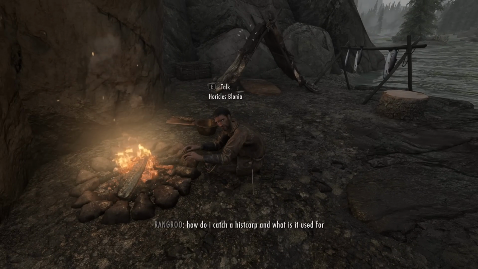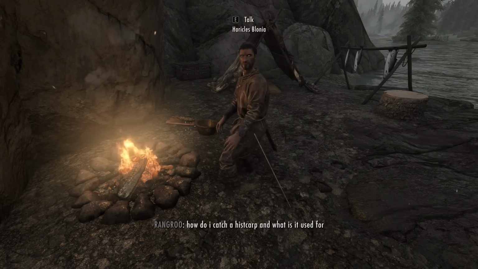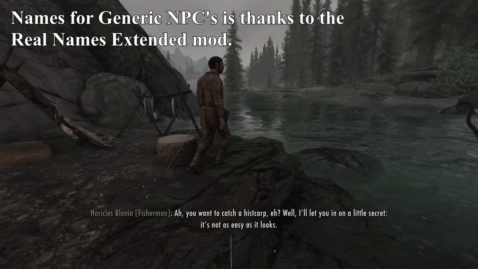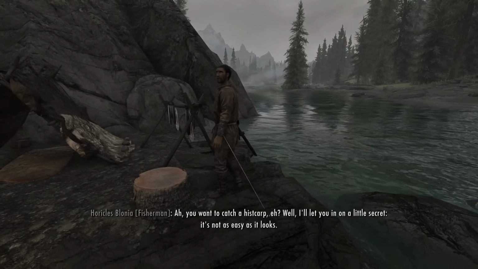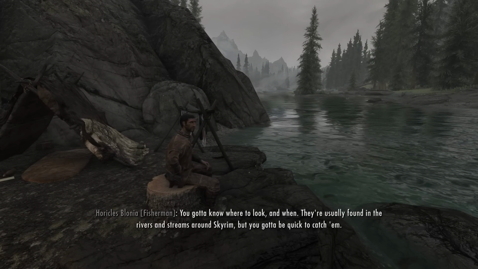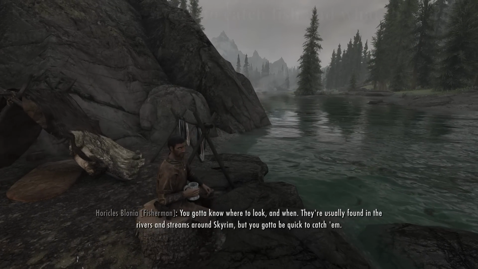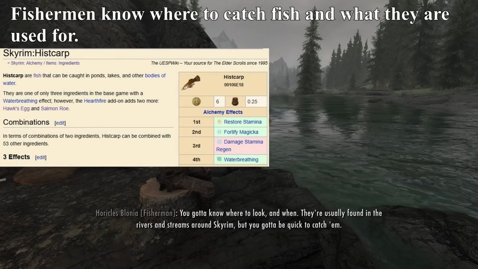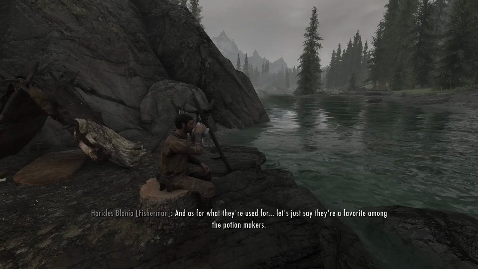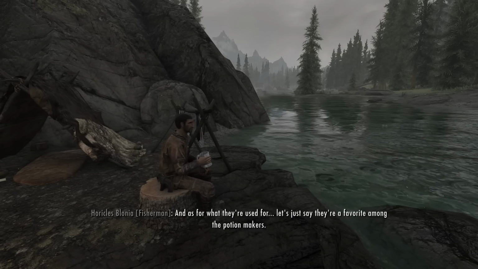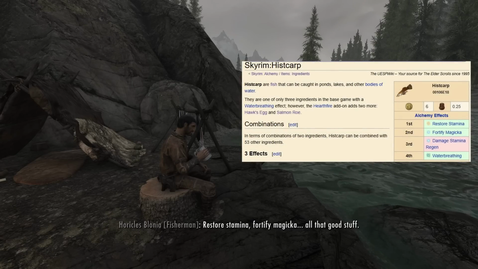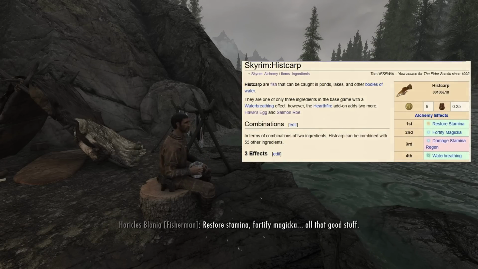How do I catch a Hiscarp? And what is it used for? You want to catch a Hiscarp, eh? Well, I'll let you in on a little secret. It's not as easy as it looks. You gotta know where to look, and when. They're usually found in the rivers and streams around Skyrim, but you gotta be quick to catch them. And then as for what they're used for, let's just say they're a favorite among the potion makers. Restore stamina, fortify magicka, all that good stuff.